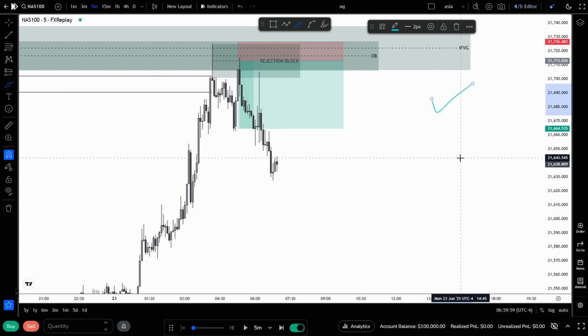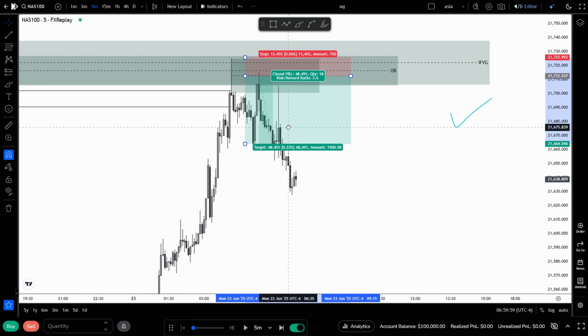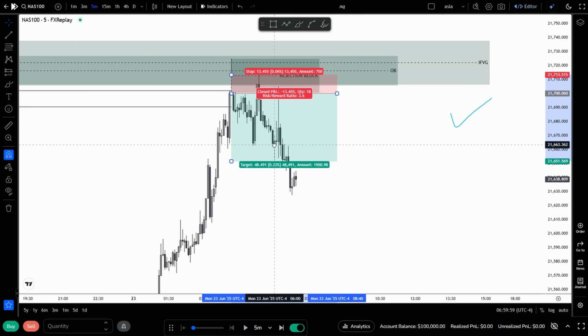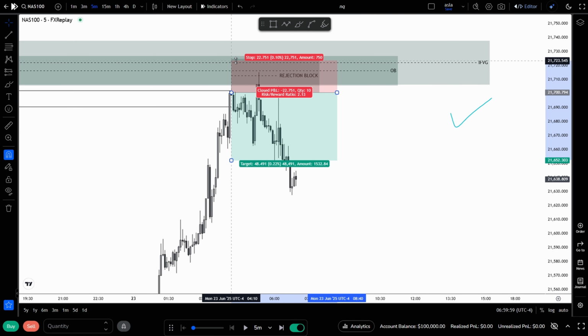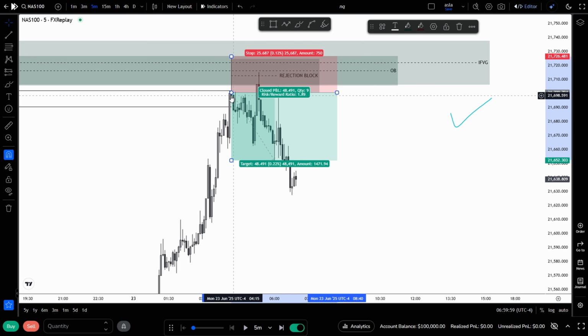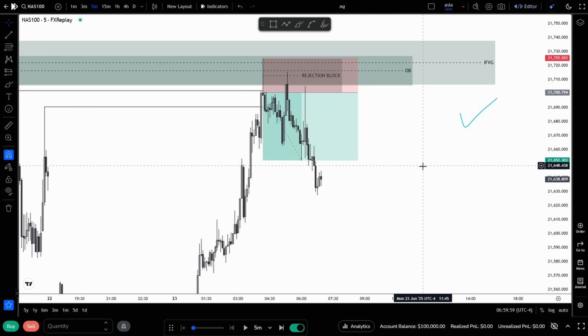If you want to be more aggressive, you could take what I call an entry trigger entry, which means entering directly based on the rejection wick itself. In that case, the entry would be somewhere around here. Your stop loss would go just above the wick because if price breaks above that wick, it invalidates the rejection.